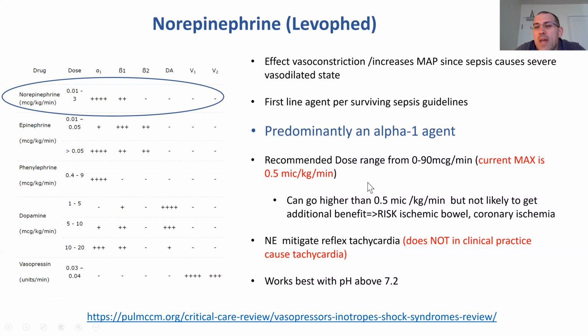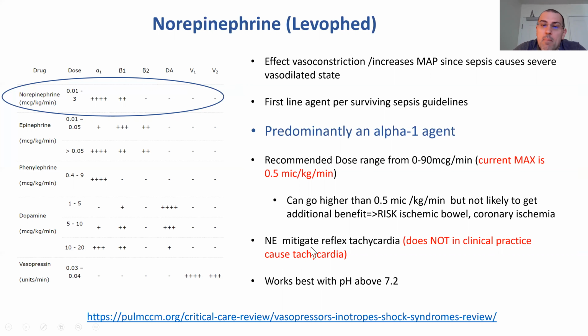However, it's important to note that when you get, say, above 0.5 mics per kilo per minute, or say above 20 or 30 mics per minute, you're not likely to get any additional benefit. And that's because you're saturating all of your alpha receptors already. Now, you could go higher. It's just important to keep in mind that when you go higher, you're probably not going to get added benefit. You really should be thinking of multimodal treatment at that time, but you do risk bowel ischemia and coronary ischemia, so complications could go up.